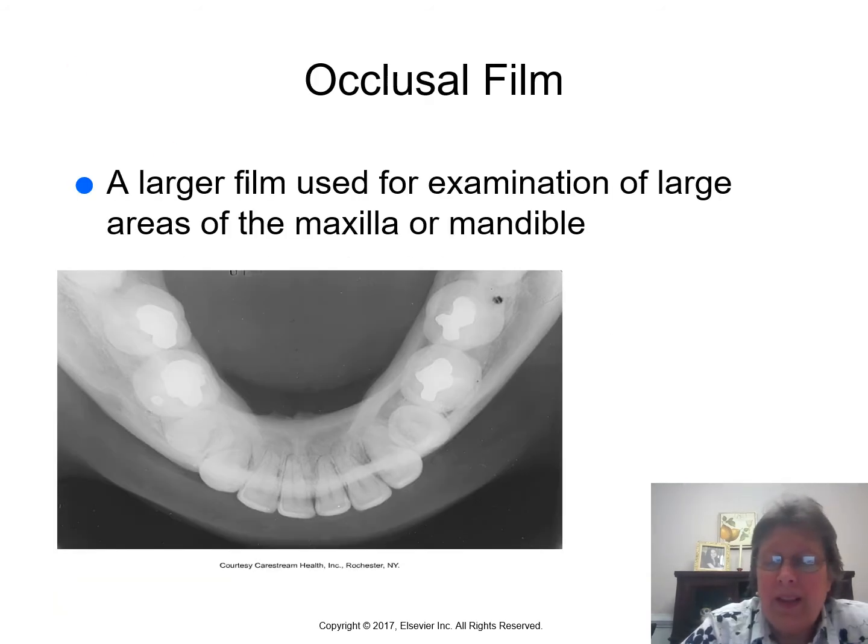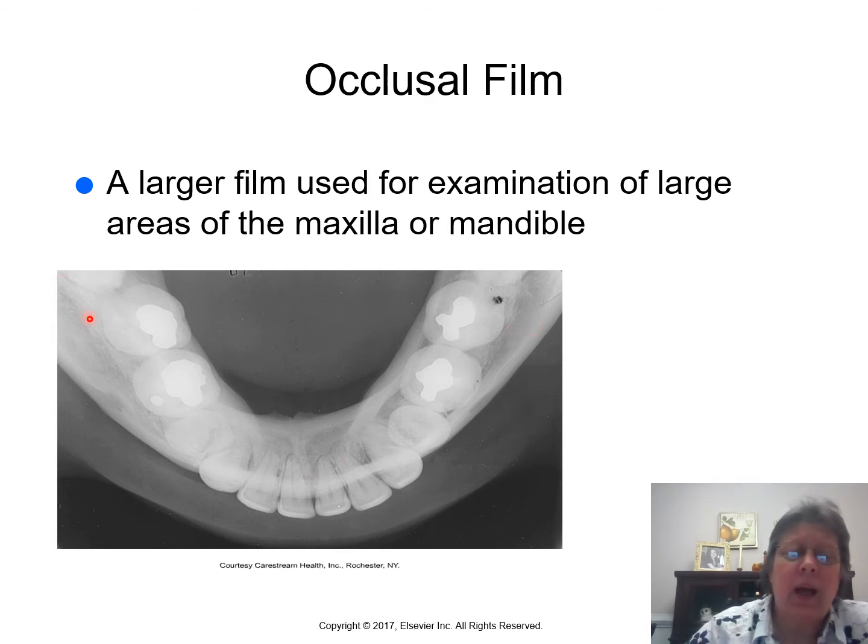Occlusal film is the largest size of all intraoral film. It's used to examine large areas of either the maxillary arch or the mandibular arch. The example that you have here is actually the mandibular arch. These are taken lots of times maybe when there's a foreign object that they're looking for to locate, to find where it is.